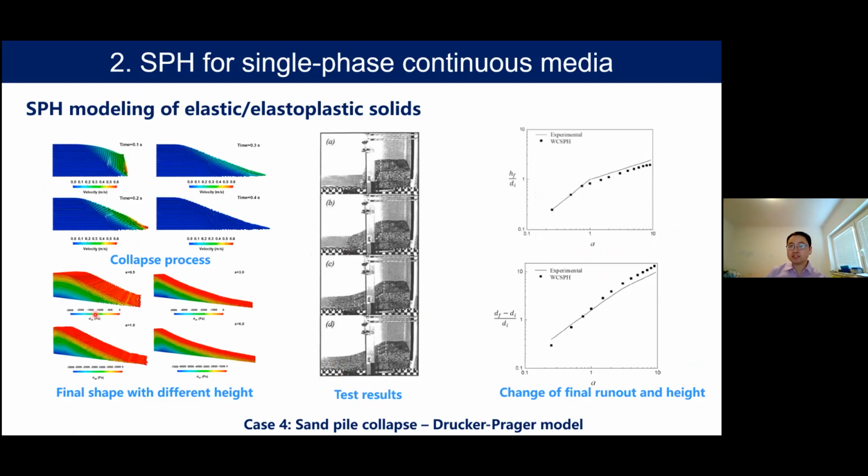We can model this in 3 dimensions, and we can capture the dependency of the final runout and height on the aspect ratio, which is the ratio between the initial height and the initial width. So SPH can accurately capture this phenomenon.